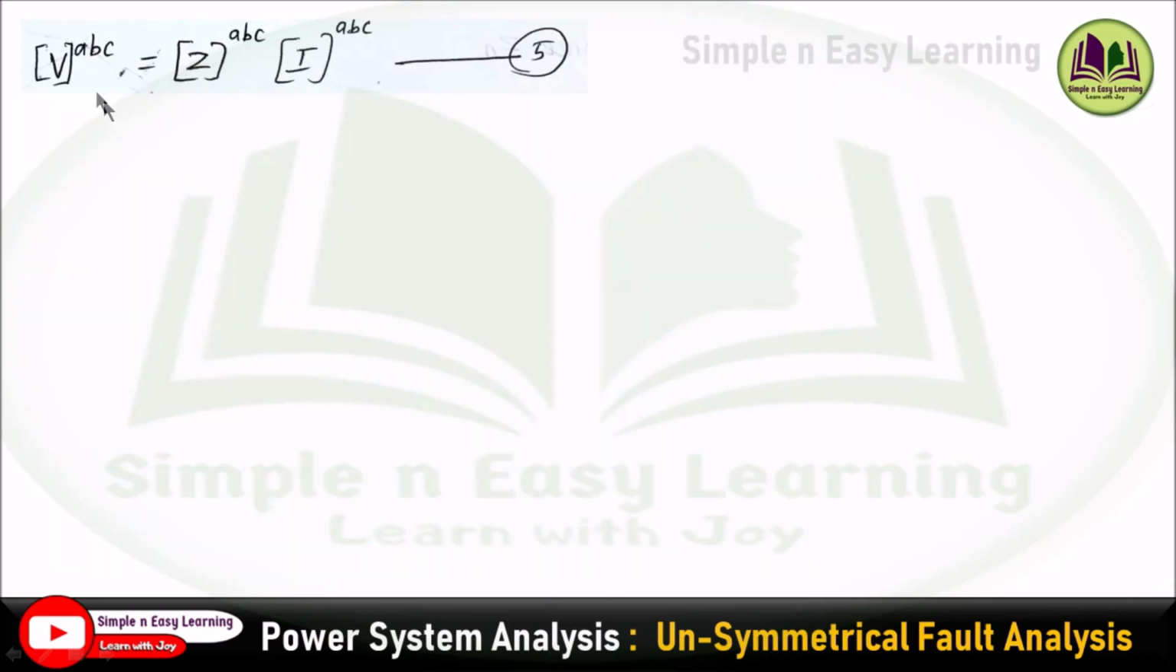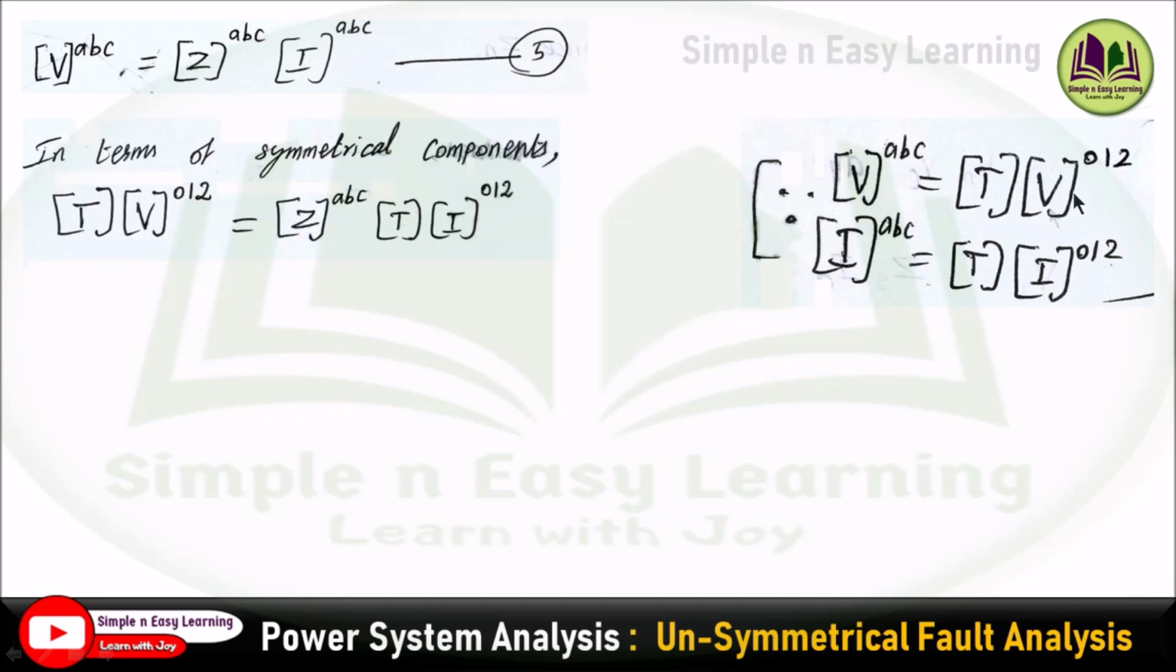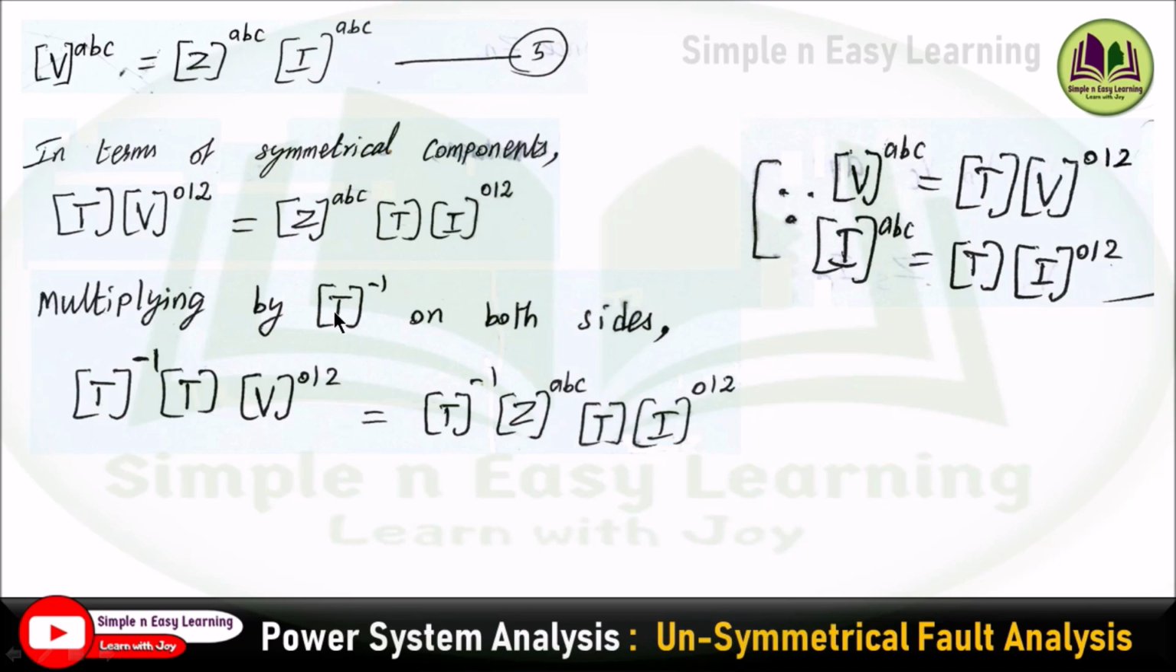Considering the same equation, VABC equals ZABC into IABC, where the phase voltage VABC equals the transformation matrix into the symmetrical component of voltage, or sequence voltage V012, where 012 represents zero sequence, positive sequence and negative sequence. And similarly, IABC equals the transformation matrix into I012, the symmetrical component of current. Substituting this expression in the fifth equation, we get T into V012 equals ZABC into T into I012. Now multiplying by T inverse on both sides.